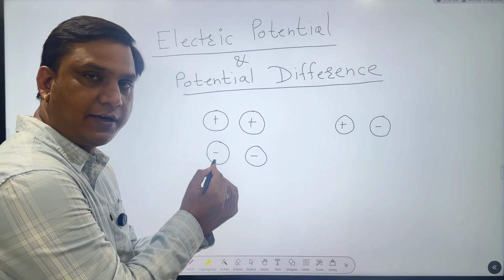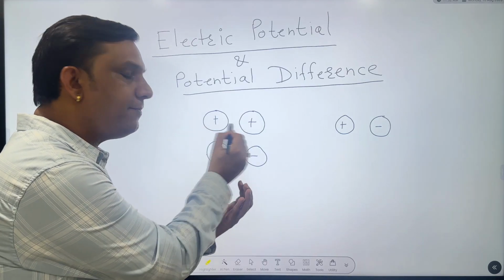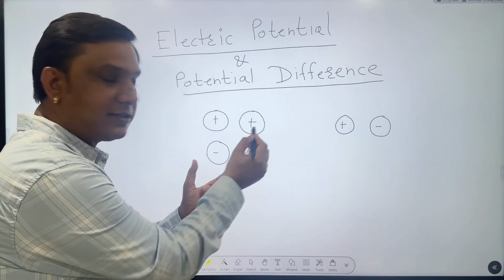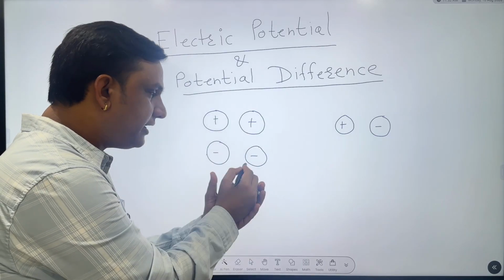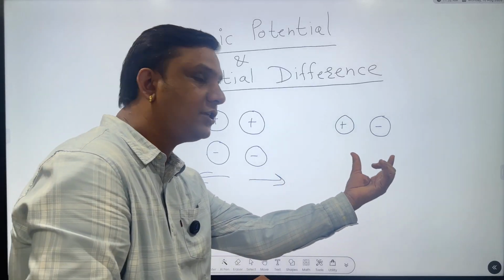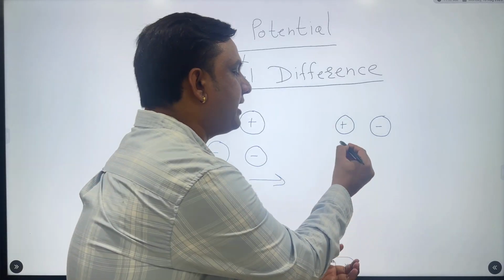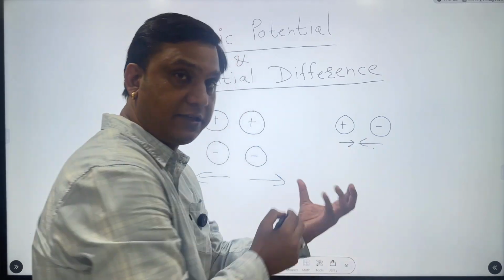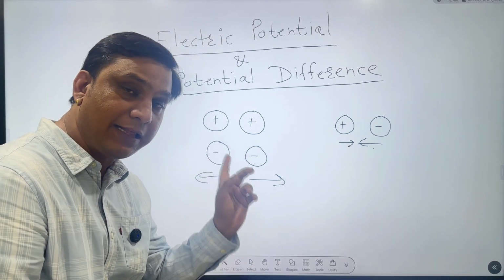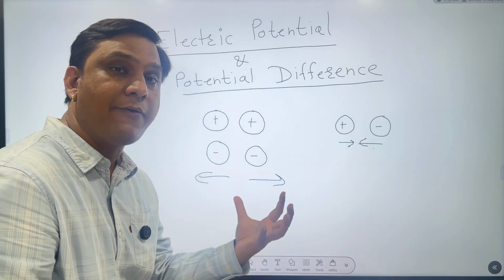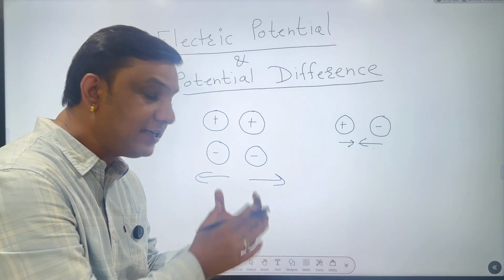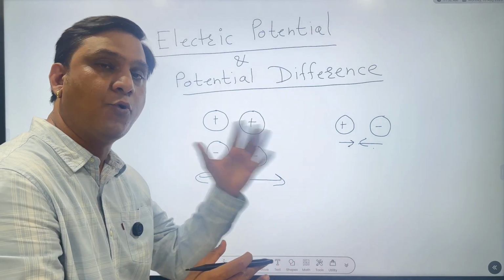Let us try to understand any two particles with similar charge. When they are brought near each other, say two positive charges or two negative charges, they have the tendency to oppose each other. While opposite charges, when they are brought near each other, have the tendency to attract each other. So it means both the charges, either positive or negative, have the tendency to do work. And this work done by the charges, we are calling this potential.